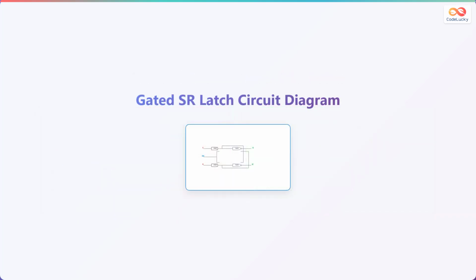This diagram shows the detailed circuit of a gated SR latch. It consists of 2 AND gates and 2 NOR gates. The inputs are labeled as S, R, and EN, where S is for set, R is for reset, and EN is for enable. The outputs are labeled as Q and Q prime.